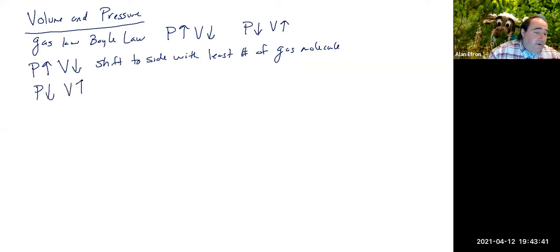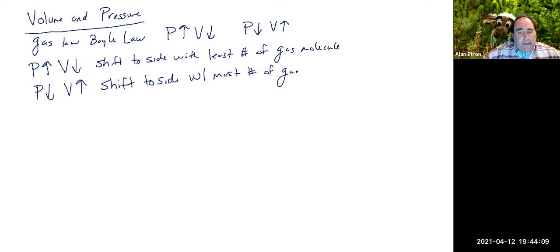That's a result of the volume increasing. So in this case, we're making the volume bigger, so the pressure starts to drop. To fix the pressure coming down, in that big volume, we actually need more gas molecules flying around. More gas molecules will cause more collisions and cause the pressure to come back up. So we'll shift to the side with the most number of gas molecules. Again, it does depend on the actual reaction that you're looking at.